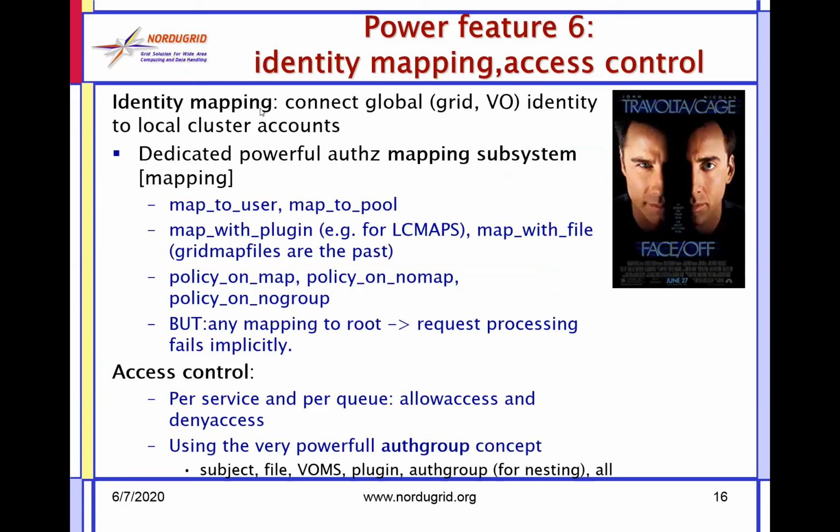A little bit more difficult part is the identity mapping feature. So a front end or interface or gateway from a local cluster to the external world always requires a component which is about mapping identity from the external world to the local cluster. And in ARC, we provide a very powerful component for this. This is the mapping feature. You can do mapping to a single user, mapping to pools. You can do mapping with RC maps. You can do mappings with traditional grid map files. A lot of things are available. It's very, very, very powerful.